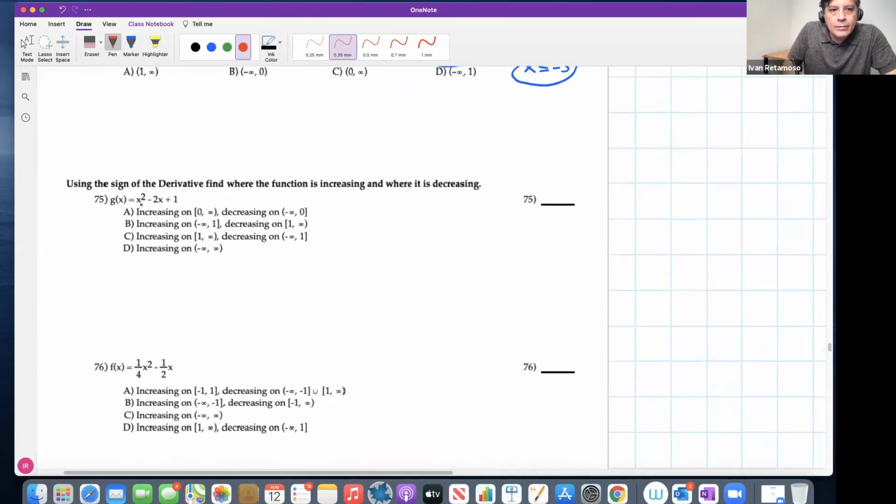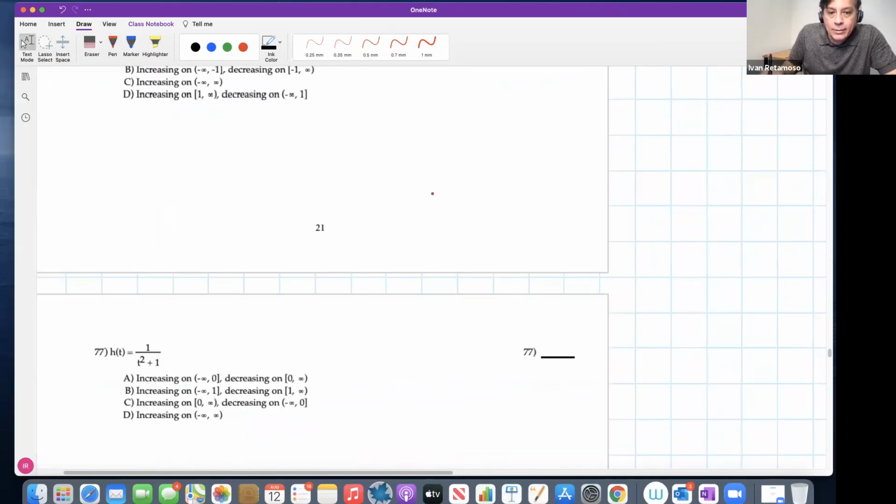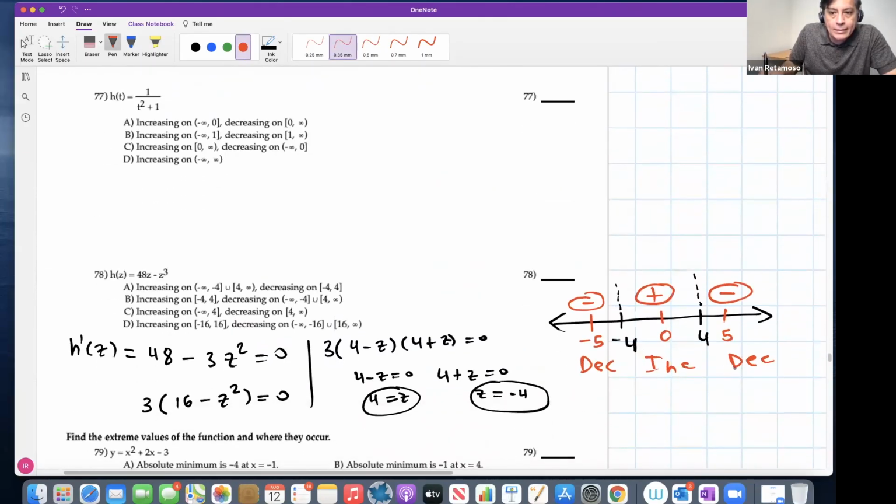So they are asking me to figure out where this function is increasing and decreasing, that's the question here, let's see. Using the sign of the derivative, find where the function is increasing and where the function is decreasing. Okay, so we just did that, right? Decreasing here, increasing here, decreasing here. So when you look at the choices for 78, you have to say this, right? Increasing from -4 to 4 here, decreasing from negative infinity to -4, and union symbol, from 4 to infinity, right? You follow, guys?